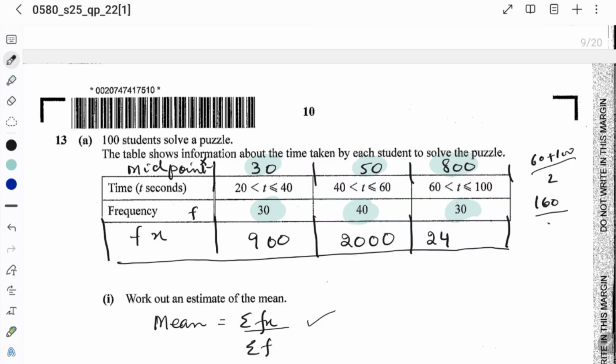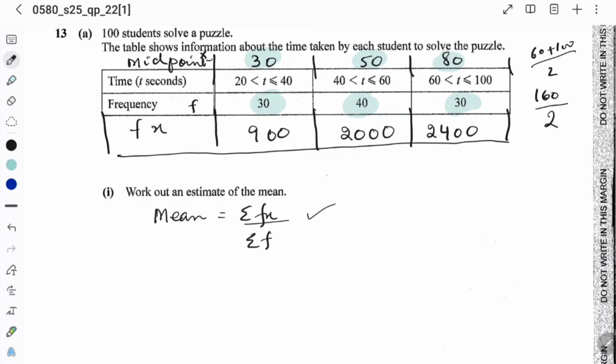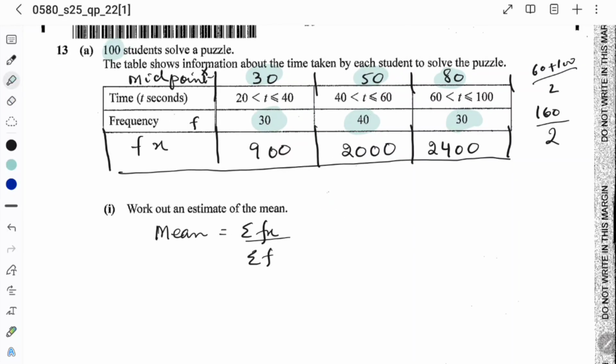160 upon 2, which is 80. Only 80 numbers. So multiply 80 by 30, so that is 2400. Add all of them together, sum of fx divided by sum of f, and we know that sum of f is equal to 100. If you add 30, 40 and 30, that will be 100 numbers. So sum of fx divided by sum of f is 900 and 2000 and 2400 divided by 100.